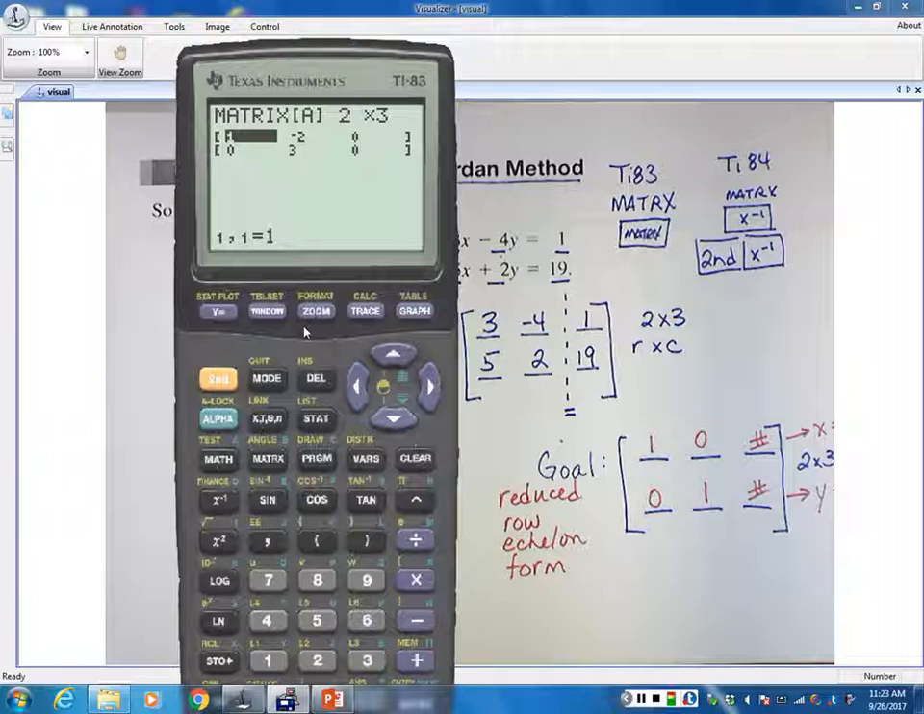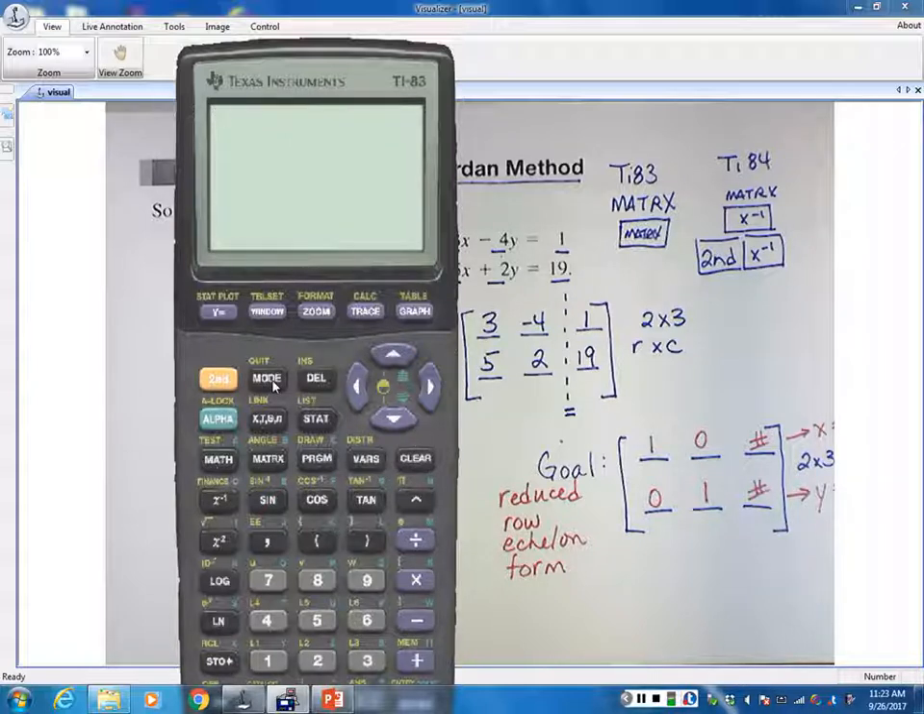Then you just simply enter the numbers that are in the matrix, which is 3. And you go across the first row and then it'll jump to the second one. So it's 3, -4, 1, 5, 2, 19. You just enter your numbers in your matrix. And then press your second mode key to go back to the home screen.